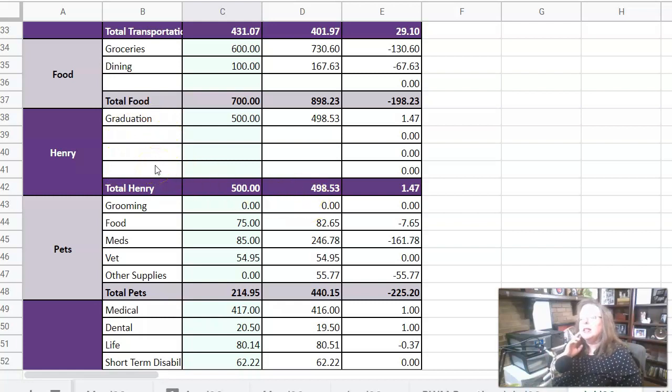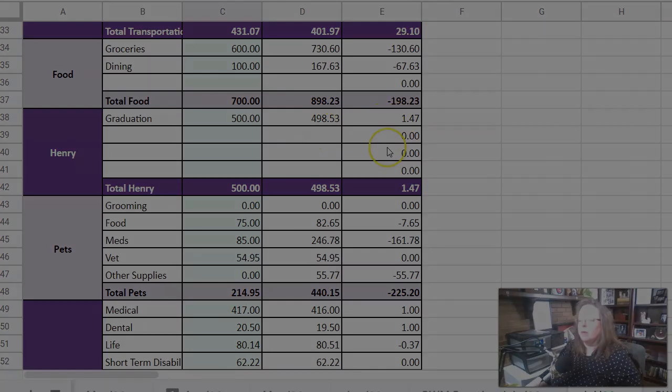And this is related to that, but it was in regard to his graduation celebration. So we had a whole weekend where we celebrated him, and we were right on target for what we planned on spending. And so that ended up at $498, which was a dollar under what we planned.